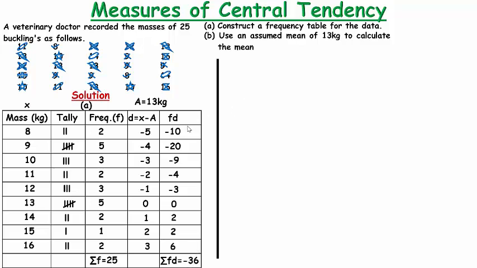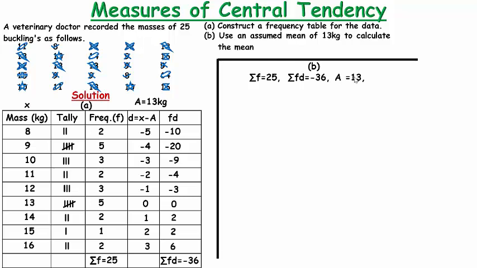Okay, so from what I've done, I am through with the first part of the question. I'm done constructing a frequency table. And take note, the values you have in your frequency table must be sufficient for you to be able to calculate the mean for the second part of the question. So I'll write out the values I have. Now, the B part of the question: summation of f, the summation of the frequency, is 25. I have 25 bucklings. Summation of the product of the frequency and the deviation equals minus 36. And what else? My assumed mean equals 13.